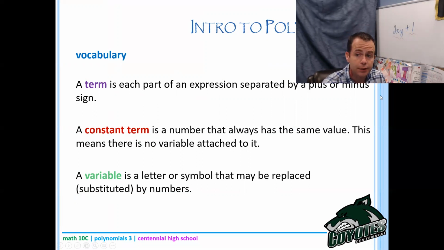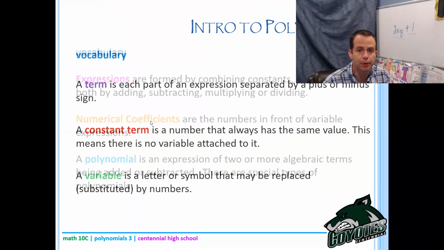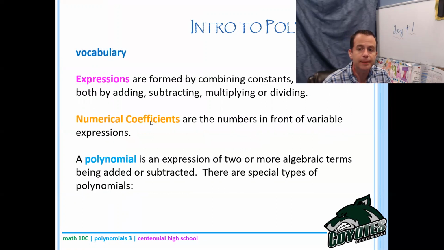A constant term, if you are constant, it means you don't change. A constant term is a number that will always have the same value. This means there's no variable attached to it. So in this example I gave you, the 1 would actually be a constant term. There's no way to change that. It's a 1. A variable is a letter or a symbol that may be replaced or substituted by numbers. Expressions are formed by combining constants, variables, or both by adding, subtracting, multiplying, or dividing. So what I've shown you up here, that's an expression.